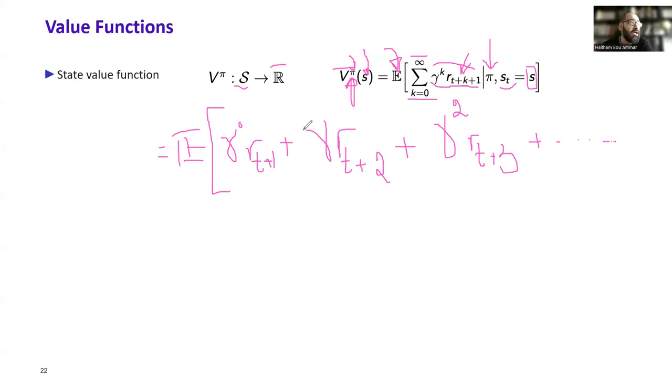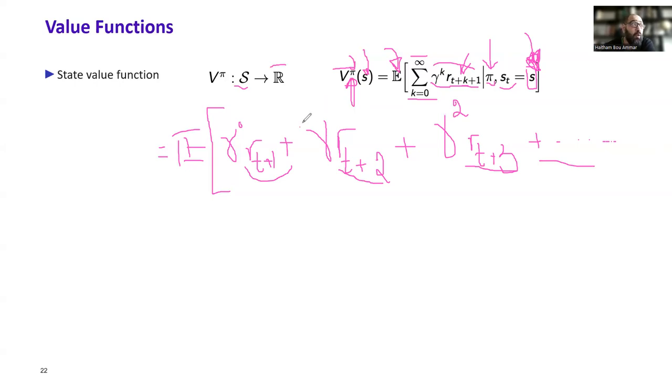So what is happening here? You're starting at state s_t equal to s, and you're following this policy pi. Given we are at s and we apply pi, we go to some new state s_t plus 1, and we incur some reward, and that's r_t plus 1. And then from s_t plus 1 we also apply the policy pi, and then we go to s_t plus 2 and incur some reward, and that's this term. And so on, that's this term, and so on.